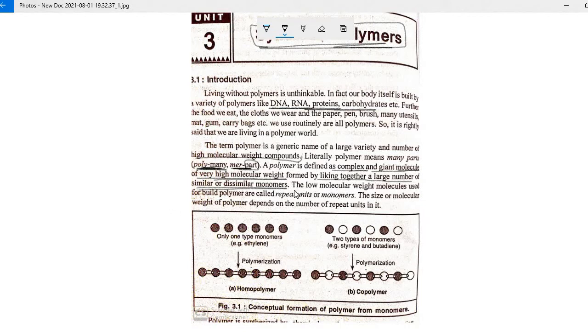Now the question arises, what is a monomer? Monomer means a repeating unit or a part. You can say that a part or a unit is known as monomer, or we can say that a repeating unit is known as monomer.